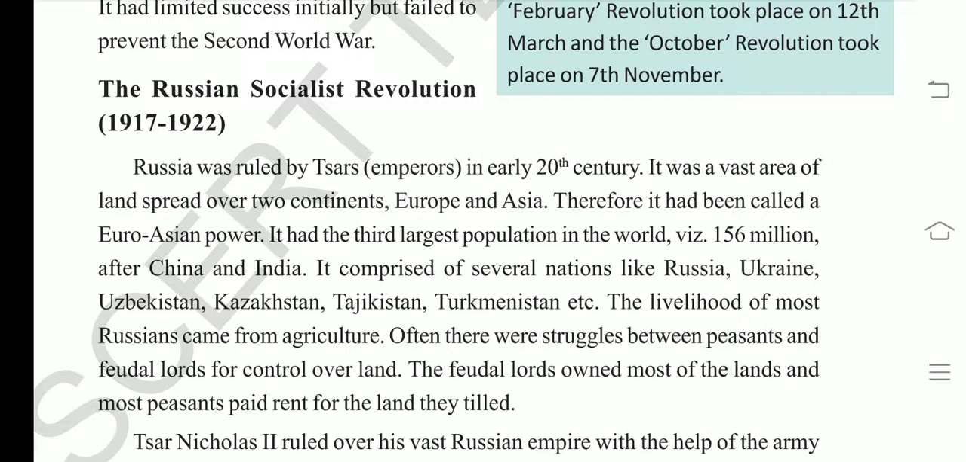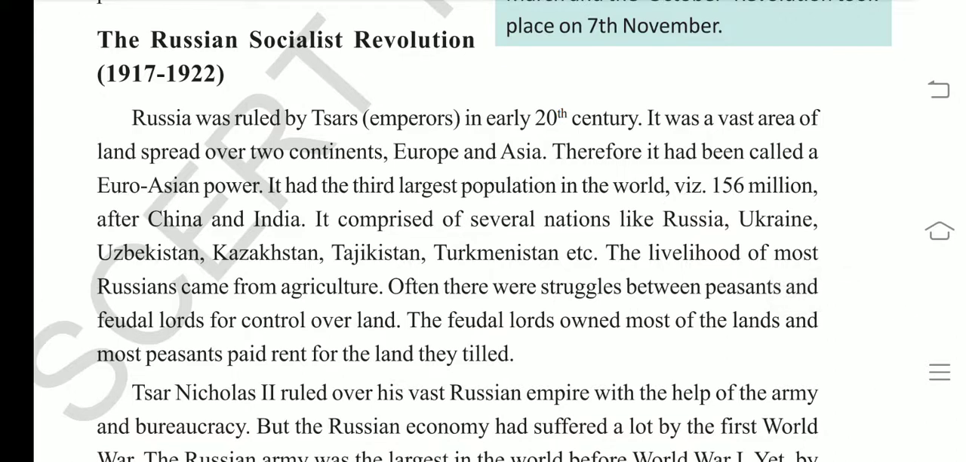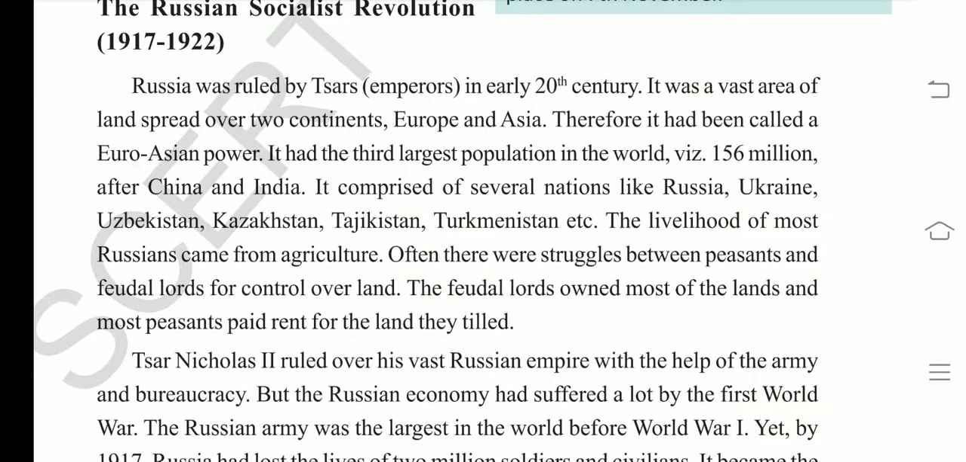It is the largest country today, right? It's spread in two continents. If you open the political map of Atlas, you will find Russia is extended in Asian continent as well as Europe continent. As it is extended in Europe and Asia, it is called a Euro-Asian power. And it is the third largest populated country in the world with 156 millions. The largest populated country is China, second is India, and third is Russia.